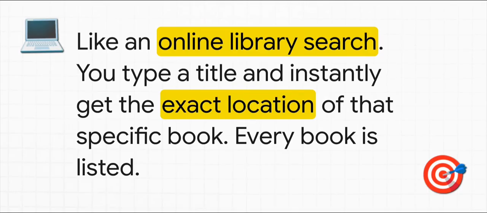The perfect modern analogy is an online library catalog. You can type in the name of any book, and the system instantly tells you its exact shelf location. Every single book has its own entry. It's comprehensive, and it is lightning fast.